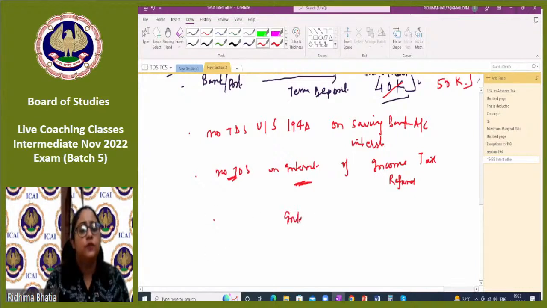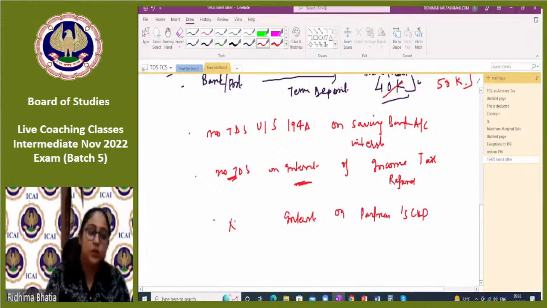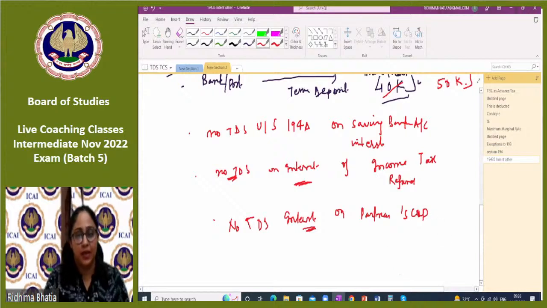Interest on partnership firm में मिलता है, right? Interest on partners capital होता है, correct? Remember? Yes, उस पे भी no TDS. So the firm will not deduct TDS on the interest paid to the partners capital. Clear?